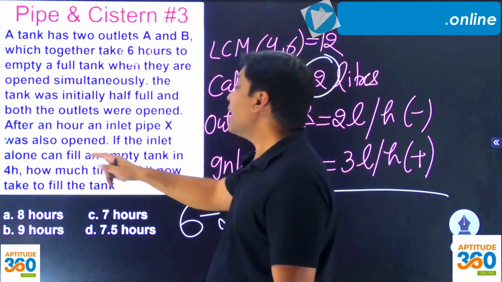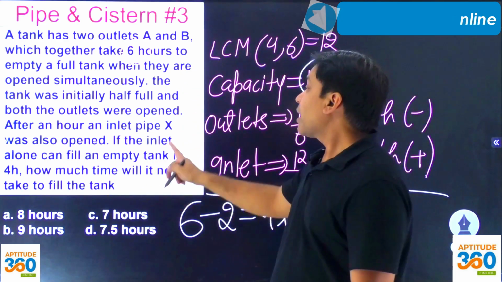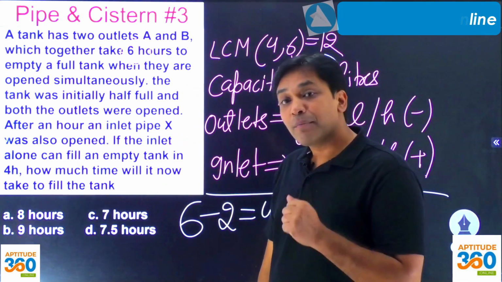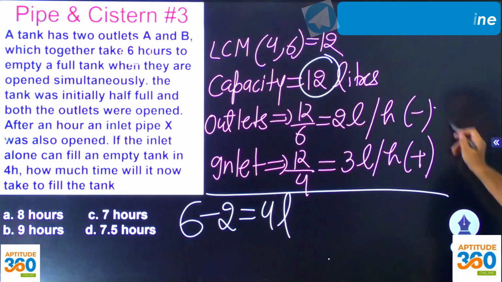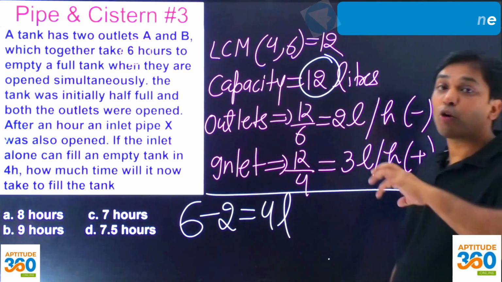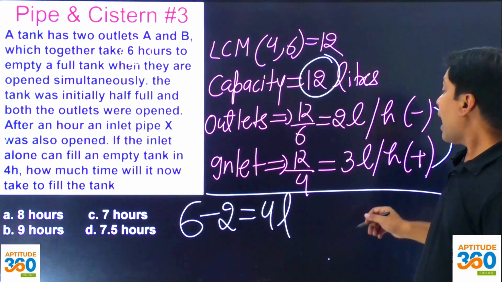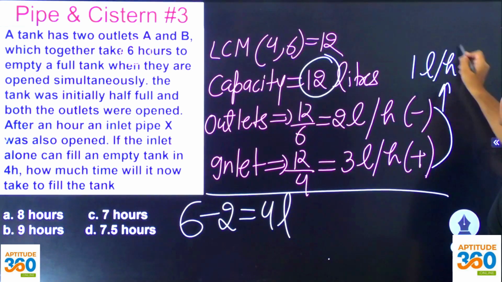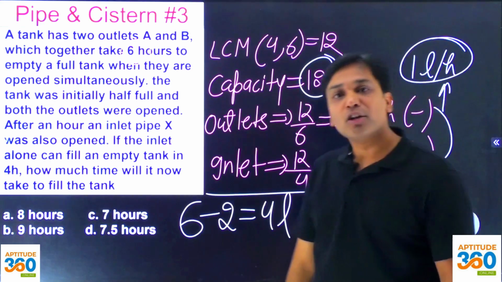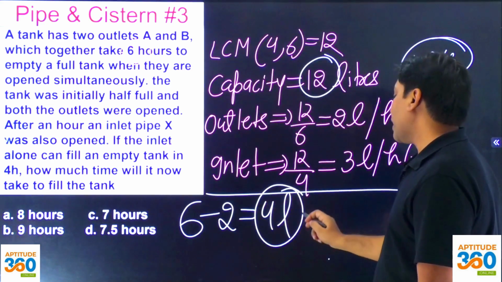अब प्रॉब्लम क्या कह रहा है? After an hour an inlet pipe X was also opened. अब आपने क्या कर दिया? इनलेट पाइप भी ओपन कर दिया. अब आप ये देखो, इनलेट इज ब्रिंगिंग 3 liters and outlets are taking out 2 liters of the water. So effectively पानी कितना भरेंगे? ये पानी भरेंगे 1 liter per hour, isn't it? भाई 3 अंदर आएगा, 2 बाहर जाएगा, तो बचेगा कितना? 1 ही तो बचेगा. अब आपके पास में ये 4 लीटर भरा हुआ है.